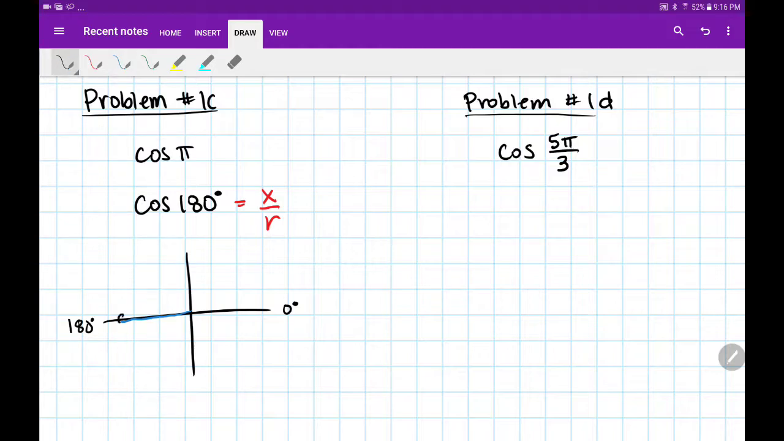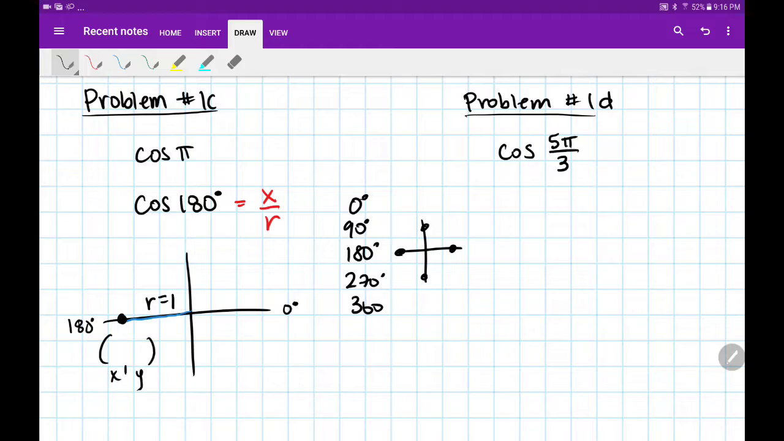When we're on the axis, it's called an axis angle, so that's for 0 degrees, 90 degrees, 180 degrees, 270, 360. Right, we're on the axis. We just draw a point. We set r equal to 1. R would be this distance right here. And then we have to label that point as an x and a y. So keep in mind, I'm moving 1 unit to the left. So that means that my x should be a -1. And since I'm on the axis, I'm not above it, I'm not below it, that my y should be 0.